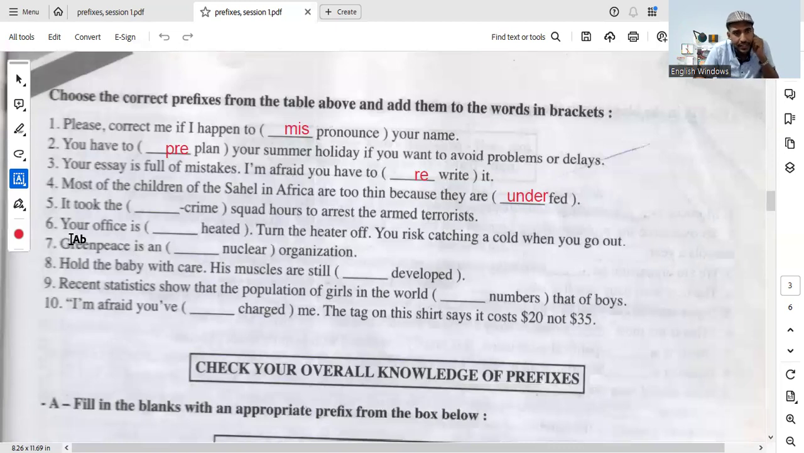Well, number 5, it took the crime squad hours to arrest the armed terrorists. It's the squad. Are we talking about something before? No. You know what a squad means?